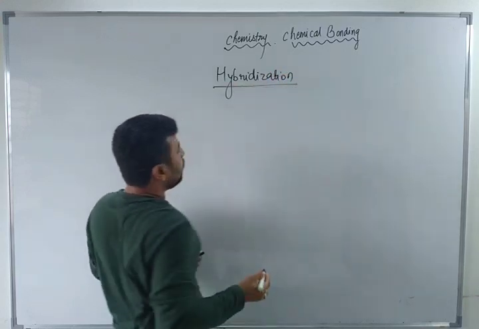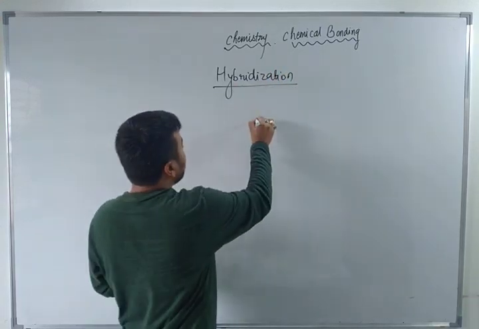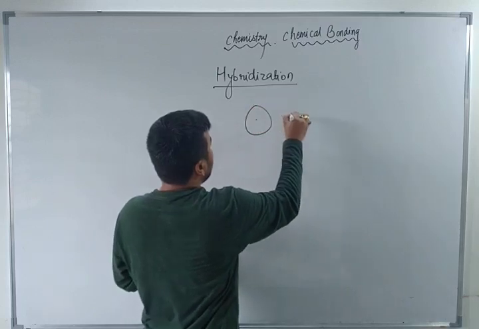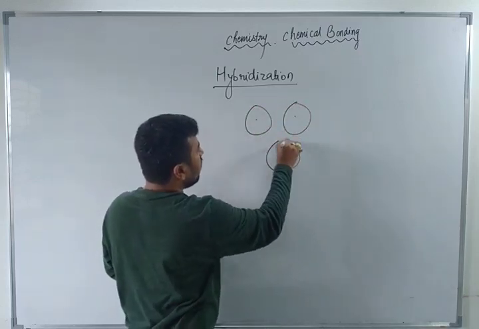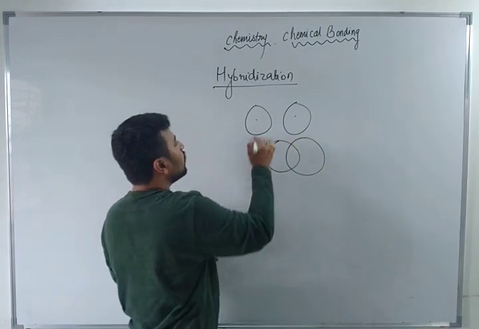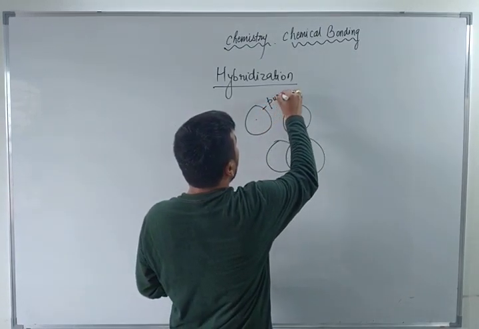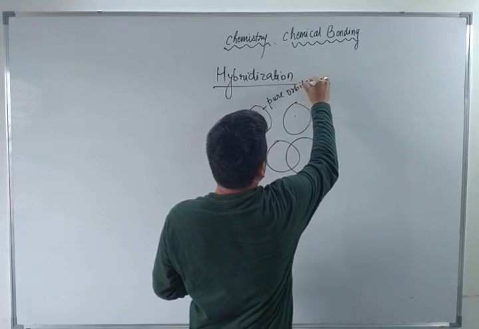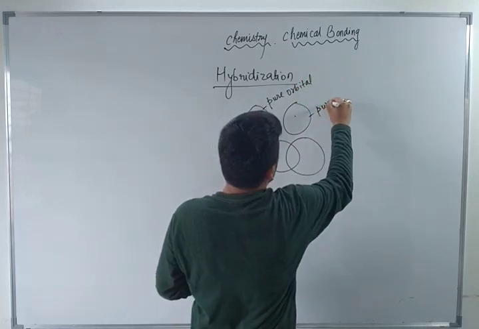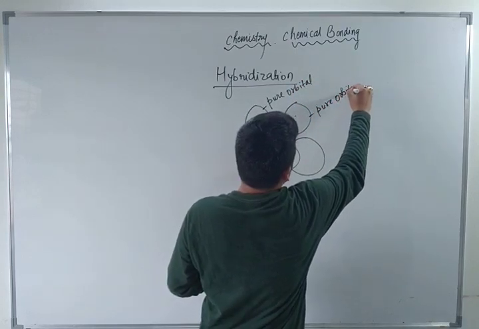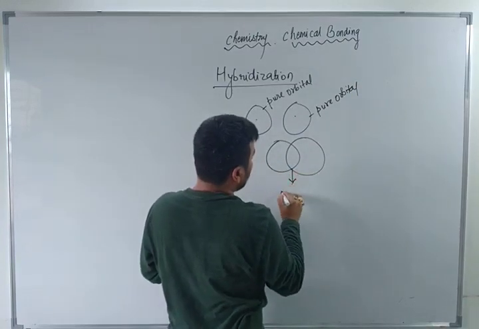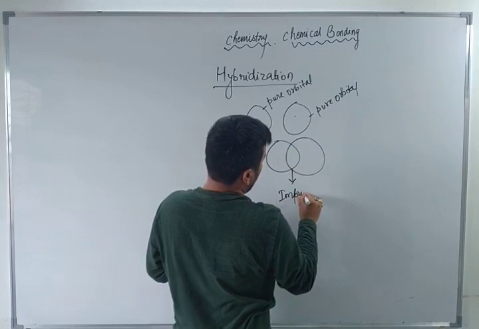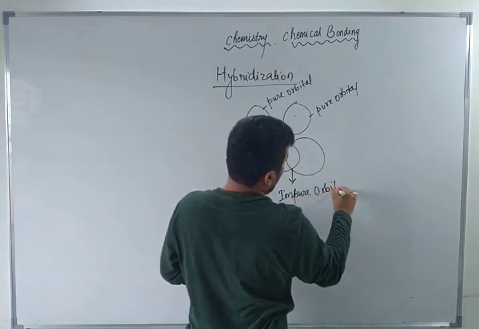अब देखो, जैसे तुमको पता था कि ये भी s ऑर्बिटल है और ये भी s ऑर्बिटल, इन दोनों s ऑर्बिटल्स ने क्या किया? ओवरलैप किया. So this s orbital is a pure orbital and this s orbital is also a pure orbital, and when these two atomic orbitals overlap, then there is a formation of impure orbital. Impure orbital.